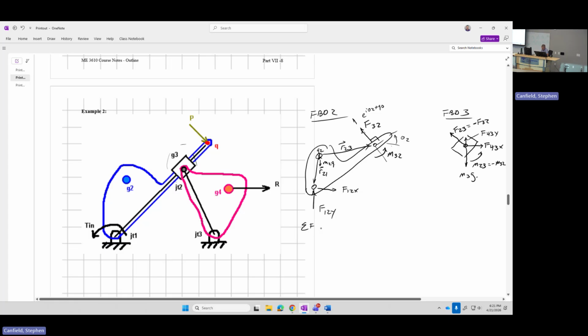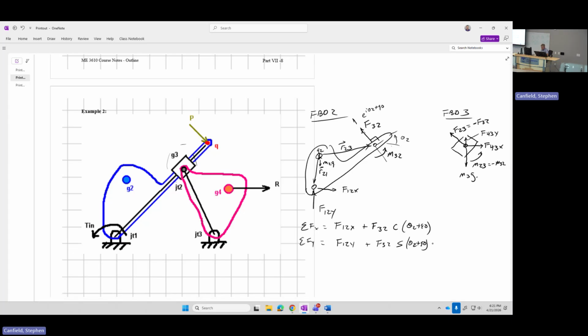You sum forces in the X and Y. Okay, you've got to do a little bit of work here. So for the X, it's F1 on 2X. We need F3 on 2, the X component, right? So the X component of that is going to be F3 on 2 cosine of the angle theta 2 plus 90, because I chose that as its direction, right? And for the Y, it's going to be F1 on 2Y plus F3 on 2 sine of theta 2 plus 90. Okay, not hard, but I have to expand. So it's just one unknown, but there's the X and Y. And then I'm going to have gravity, minus M2G, equals the right-hand side.